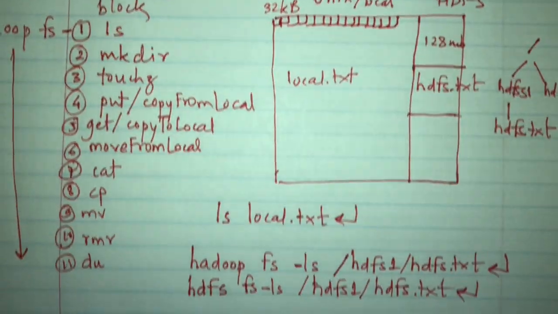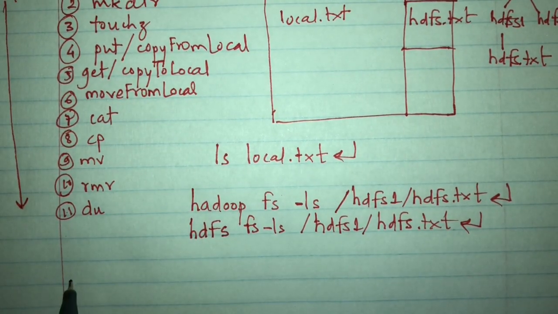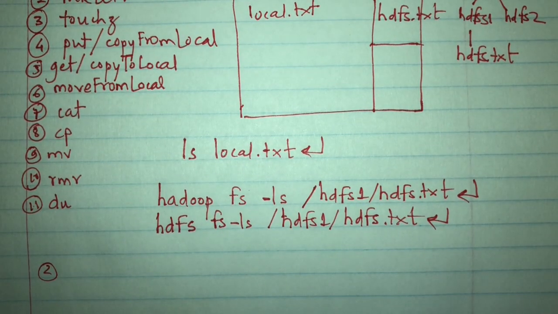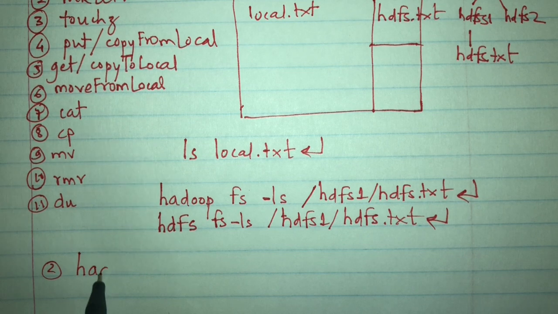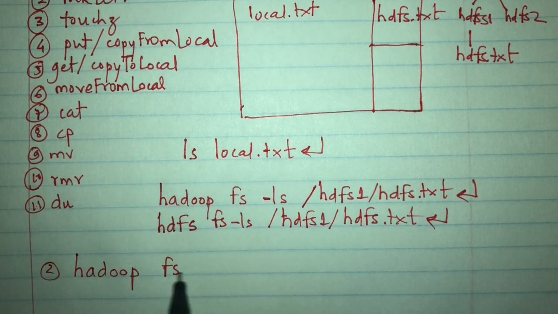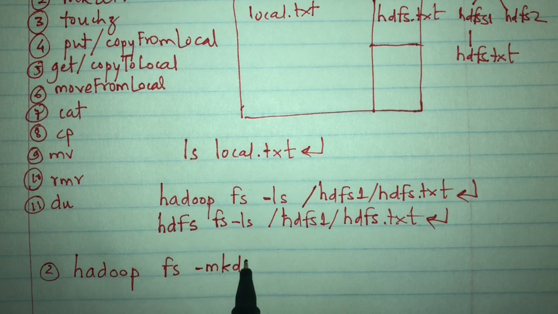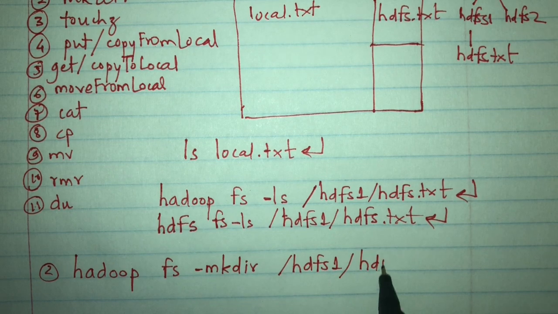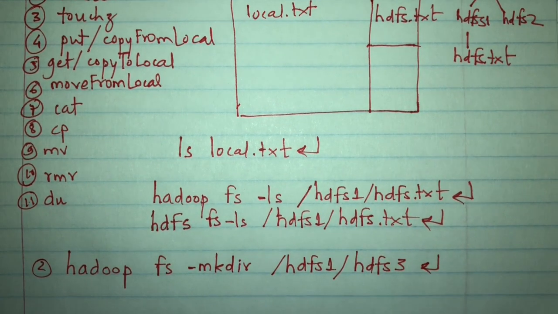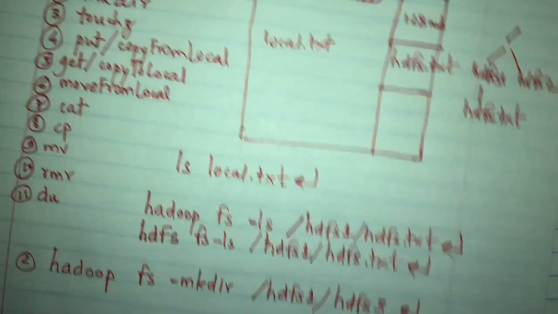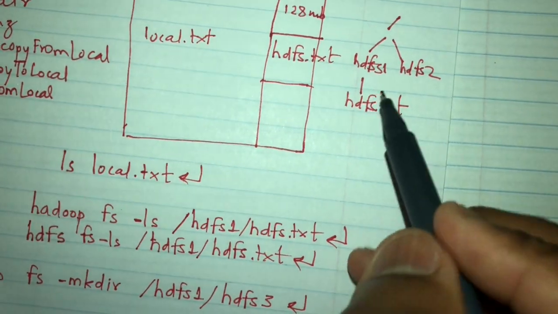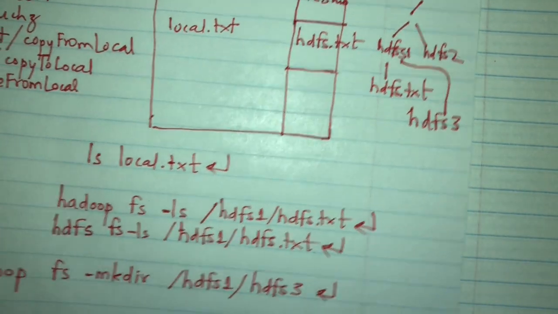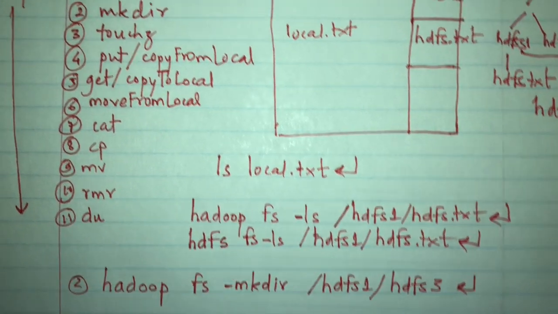So if we are okay with the ls command, let's see how we are going to run the mkdir command. Let's say I want to create a directory inside hdfs1. I will say hadoop fs -mkdir /hdfs1/hdfs3, enter. If it executes successfully, the tree structure that you see like this will become like this. In the interest of space, I'm writing it down here. This is how the mkdir command will work.